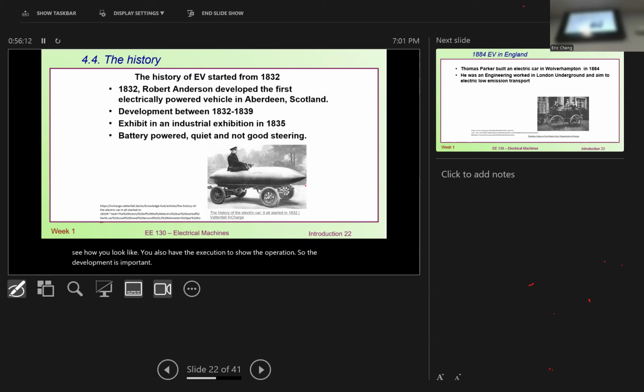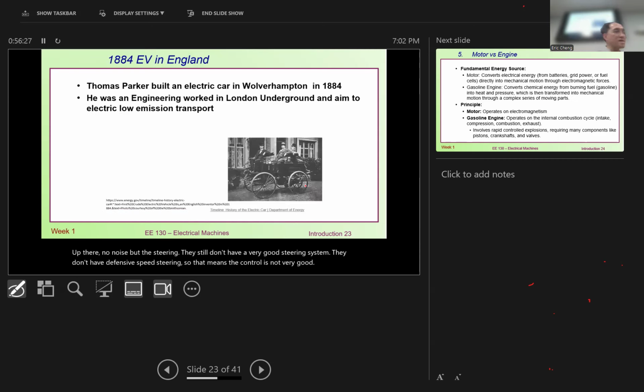It's battery powered. The good thing is the low noise, but for the steering, they still don't have a really good steering system. They don't have differential speed steering, so that means the control is not very good. So that's another really famous electric vehicle during that time, Thomas Parker, in Wolverhampton, 1882.